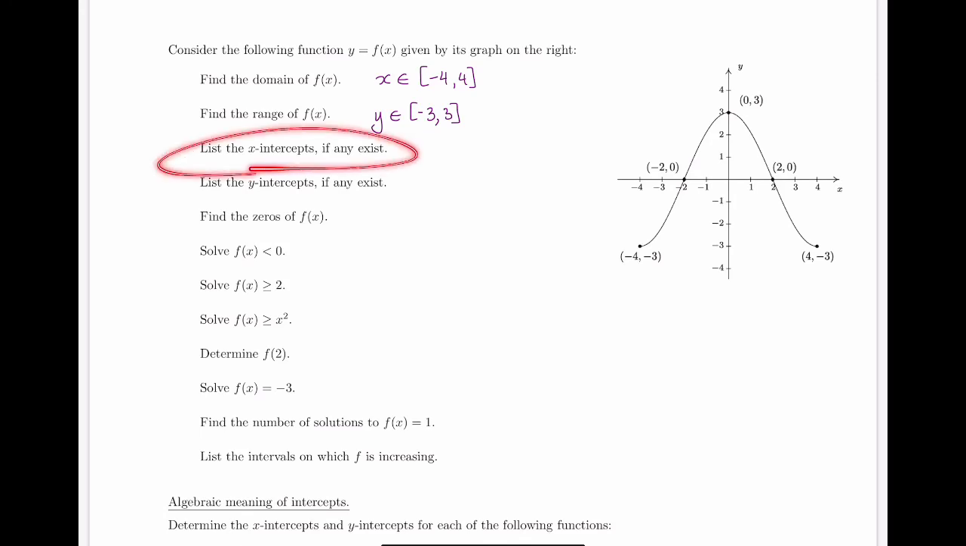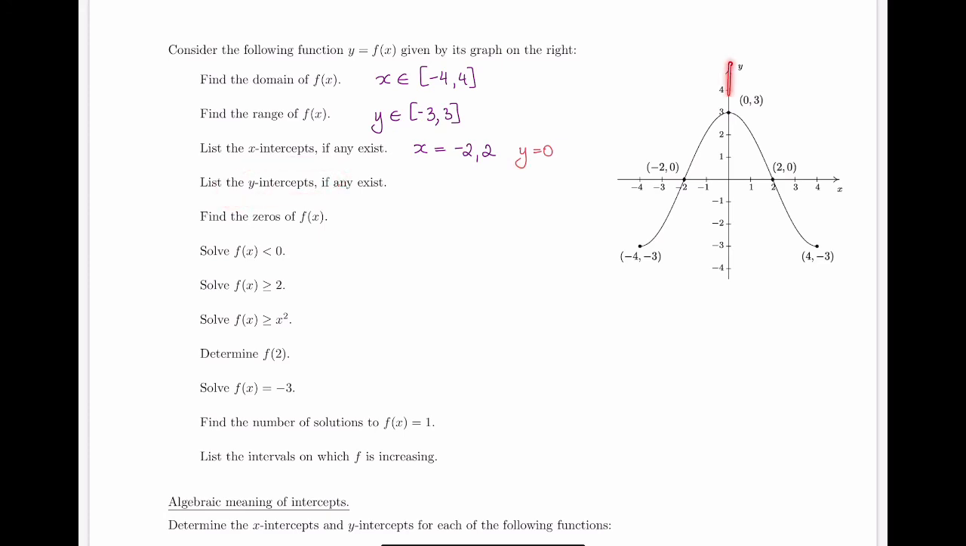List the x-intercepts, if any exist. X-intercepts are where the graph intersects the x-axis, which is also, of course, where the y's are 0. So I see 2 points where it intersects the x-axis right here at -2 and 2. So x equals -2 and 2. And I will note that this is where y is equal to 0. If you give it an algebraic form, that's how you're going to solve for x-intercepts.